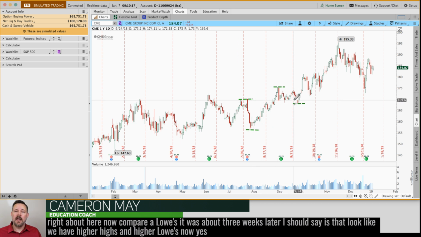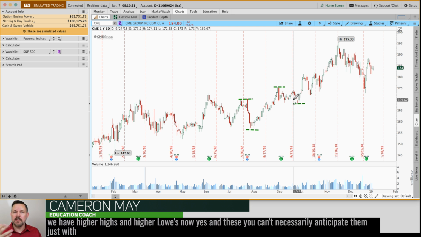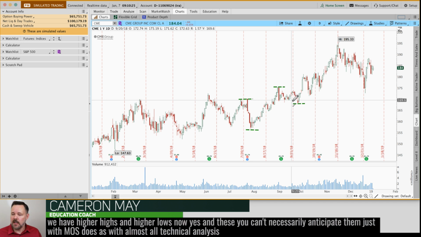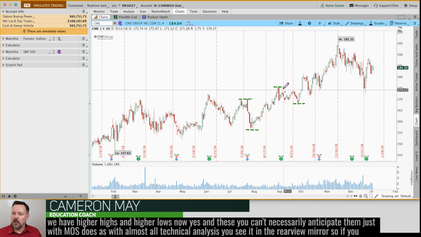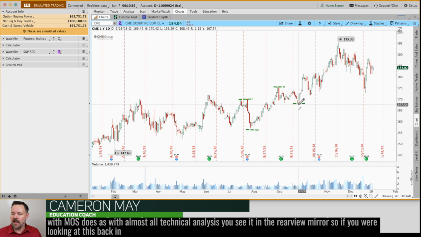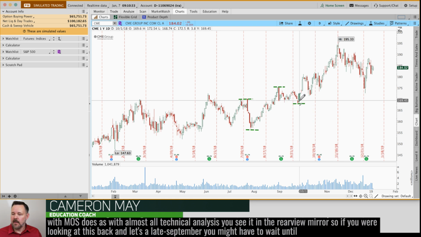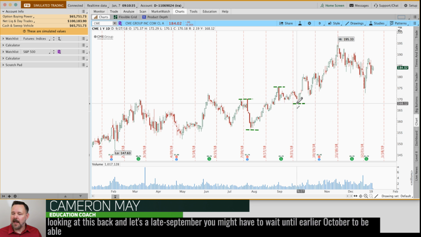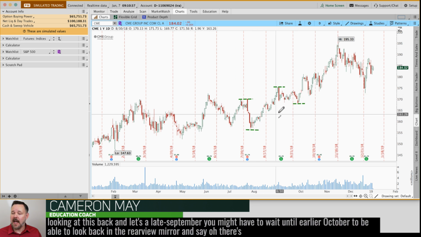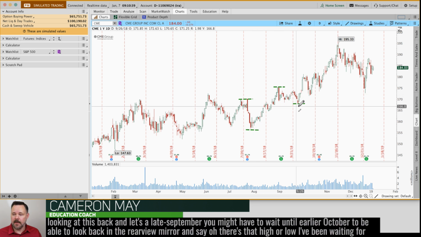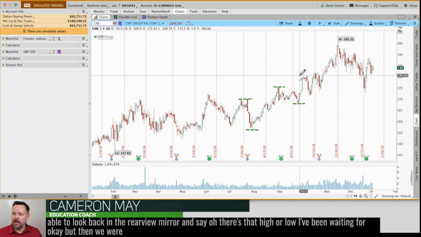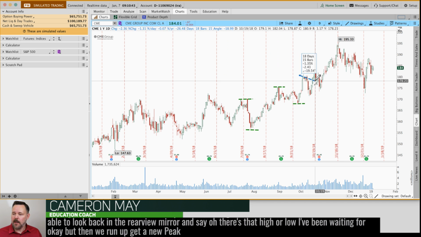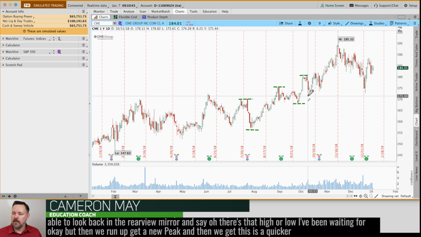Yes. And these, you can't necessarily anticipate them. As with almost all technical analysis, you see it in the rearview mirror. So if you were looking at this back in, let's say, late September, you might have to wait until early October to be able to look back in the rearview mirror and say, oh, there's that higher low I've been waiting for. Okay? But then we run up, hit a new peak, and then we get a quicker cycle.